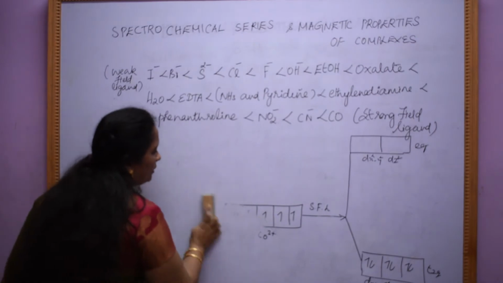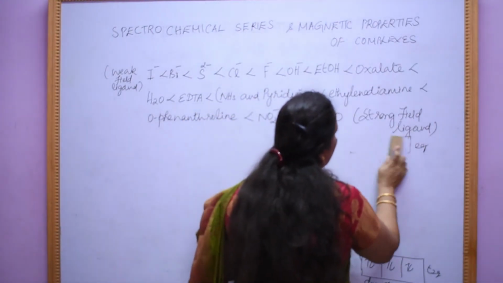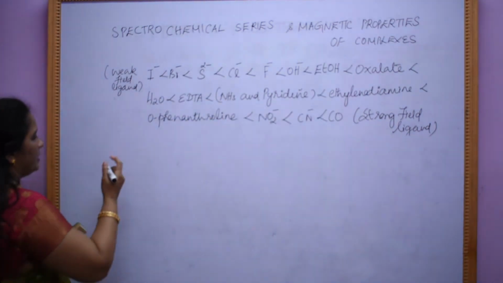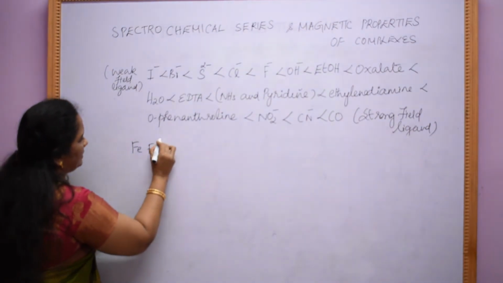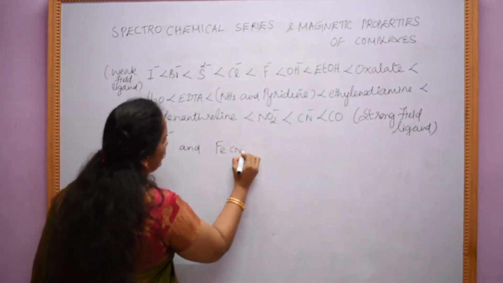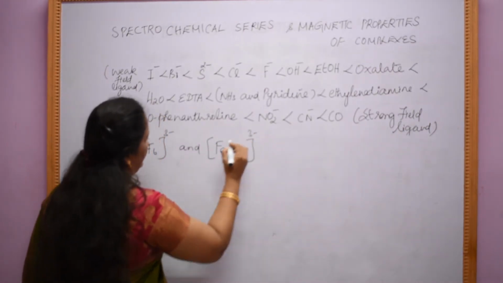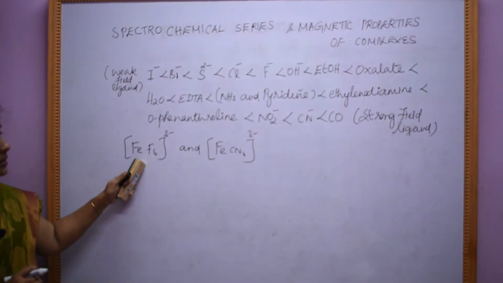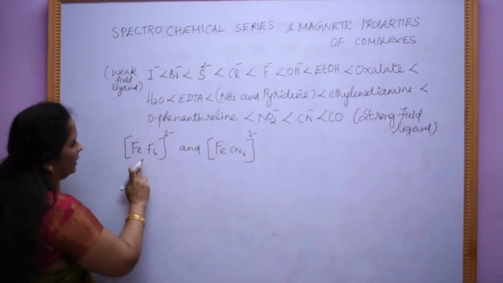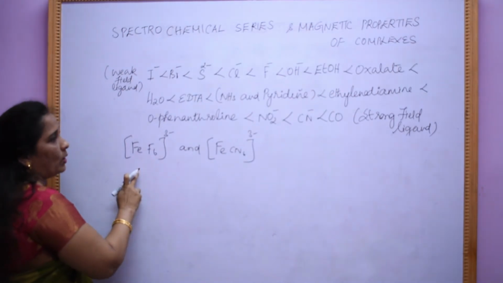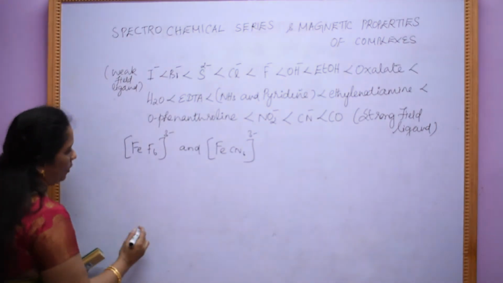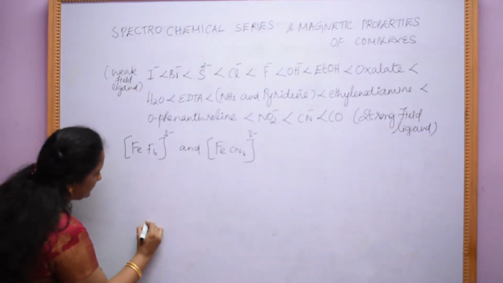So let us consider the magnetic property of the complexes. For explaining this, let us take the example of Fe. Let us take the two complexes [FeF6]3- and [Fe(CN)6]3-. Right, here Fe3+ has the configuration 3d5. So let us see how the electrons are distributed and what the magnetic property of these complexes is, whether it is a high spin complex or a low spin complex. So let us consider this FeF6.